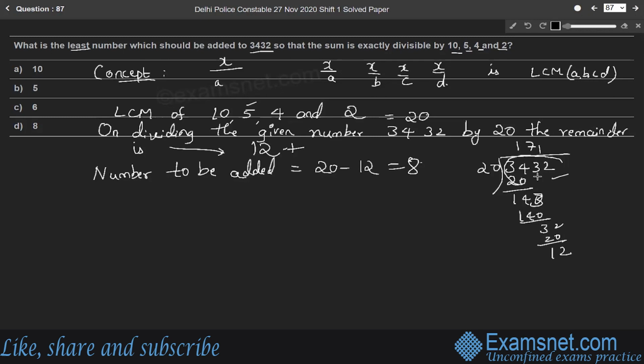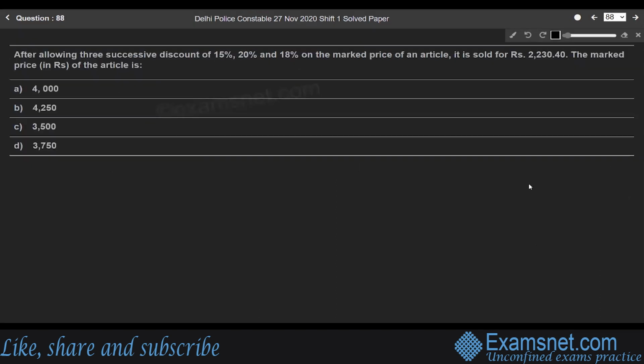So if we add 8 to the given number 3432, so 3432 plus 8, we will get the number as 3440. So that this number is completely divisible by 20. So that the remainder is 0, right? Therefore, number to be added is 8. Therefore, what is the question? The least number which should be added to 3432 is 8. Hence, option D.